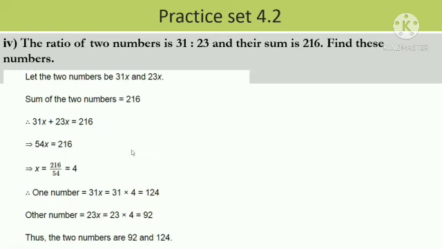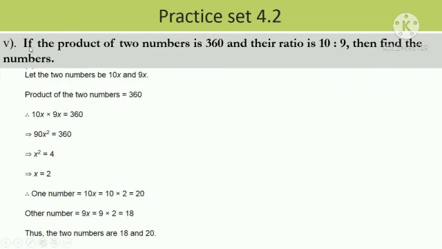See the fifth one. If the product of two numbers is 360 and their ratio is 10 is to 9, then find the numbers. I'm repeating: the product of the two numbers, the multiplication, is 360 and their ratio is 10 is to 9.